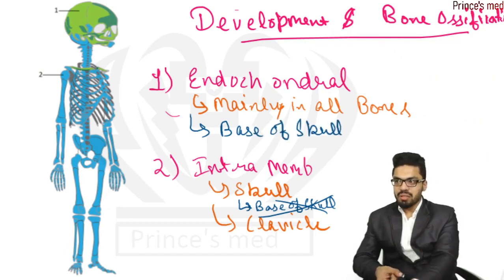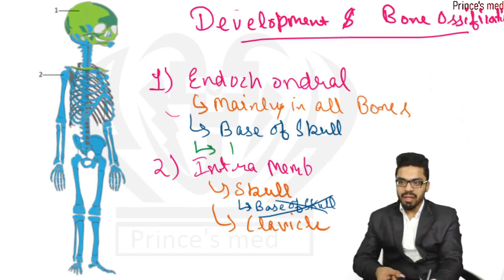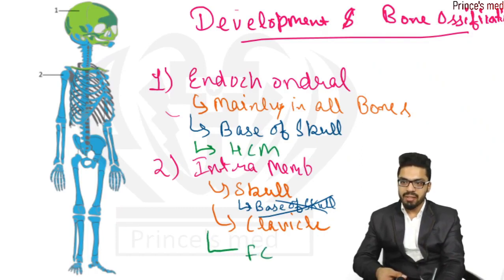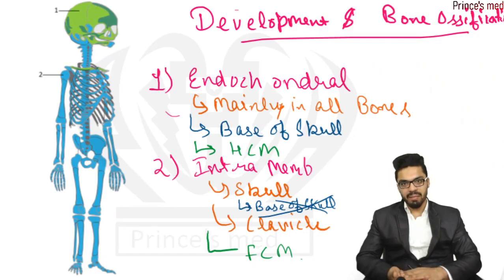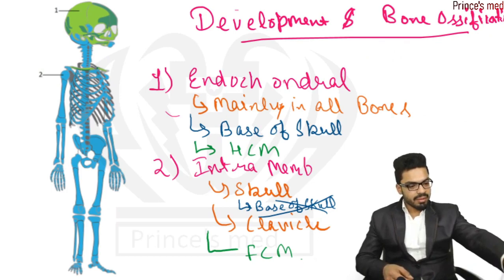Endochondral ossification takes place by the hyaline cartilage model type, and intramembranous ossification takes place by the fibrous cartilaginous model type. The fibrous model says that osteoblasts differentiate directly from the mesenchymal cells, and the hyaline cartilage model says that first cartilage will form from mesenchyme, then from cartilage bone will form. So first of all, we will see how ossification by hyaline cartilage model takes place.